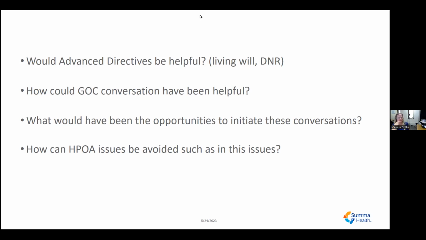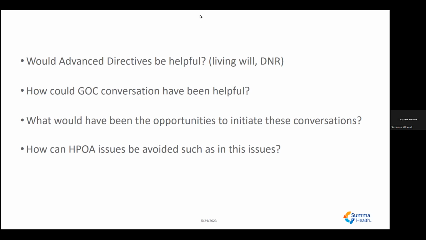What do you think would have been the key opportunity to initiate this conversation for this patient? Possibly with both daughters present, if that were an opportunity, or to set up a Zoom call with the daughter that hasn't seen mom, or if she's out of town, include the family members so everybody's on the same page.